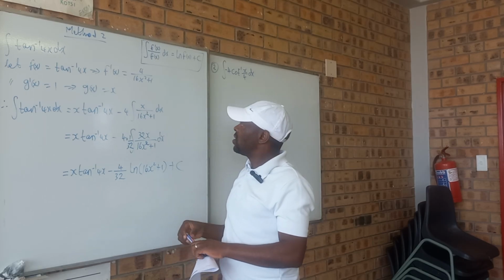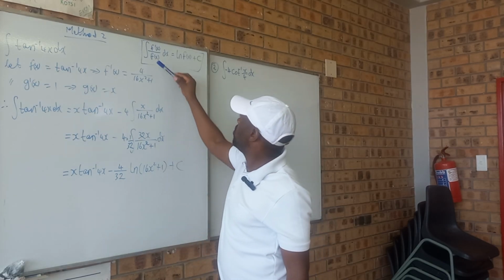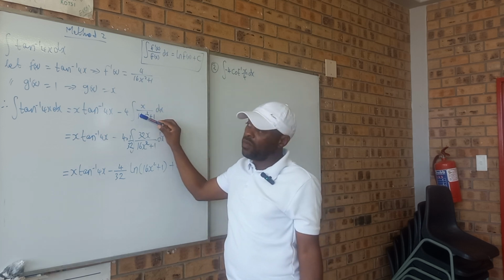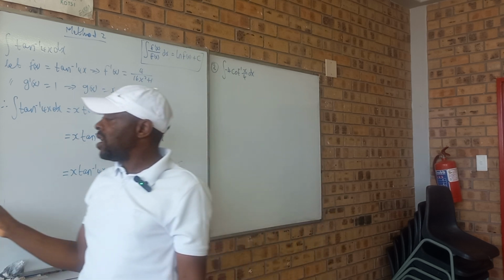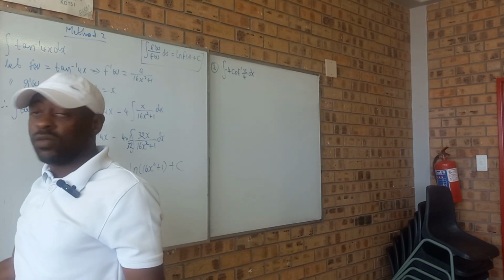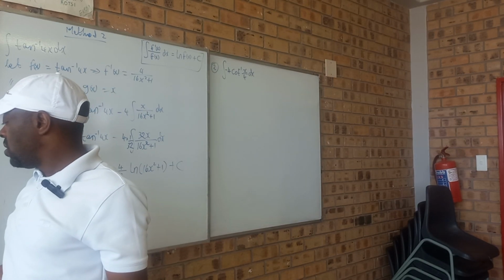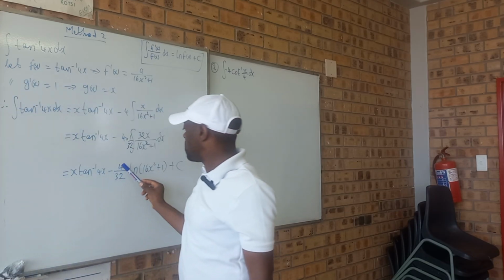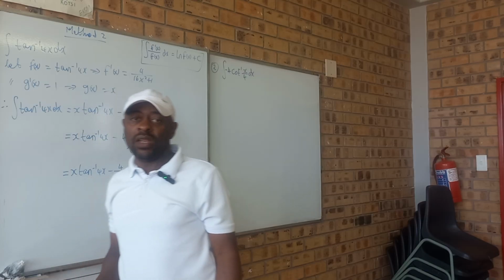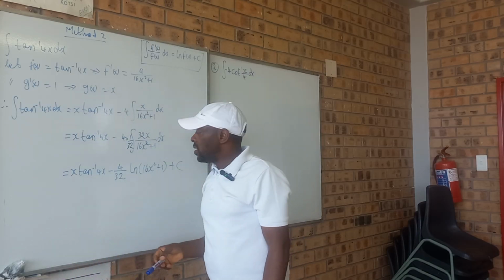So for candidates who can understand how to apply this whenever they are sure they are dealing with U substitution for a fraction, it saves them a lot of time of doing all these things from here right down to the end. You see where we've ended is the same answer here, because 4 over 32 will simplify to the same 1 over 8. So that is it.